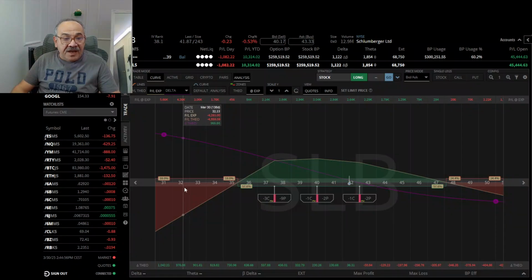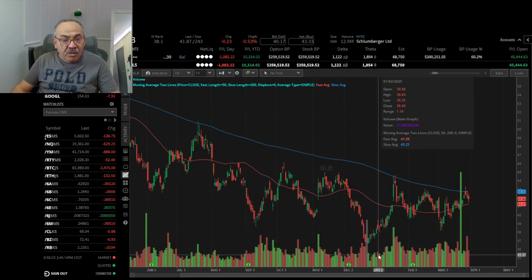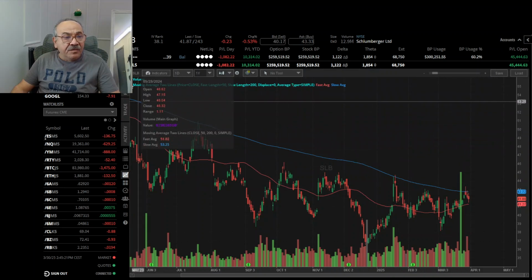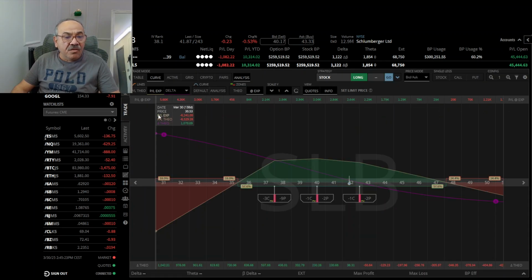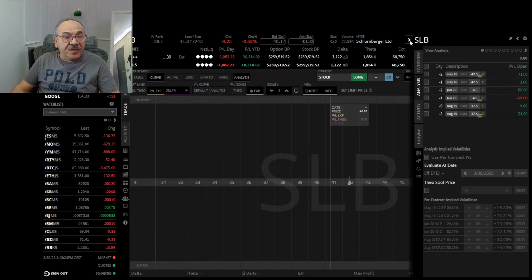By the way, this is my existing position. Right now we have 1, 2, 3 layers of position, and it's covering from 35 and a half to 47. 35 and a half is lower than the all-time low, and 47 is pretty high, and I'm pretty comfortable with that position. But let's open a new one. Let's imagine that we don't have anything right now.